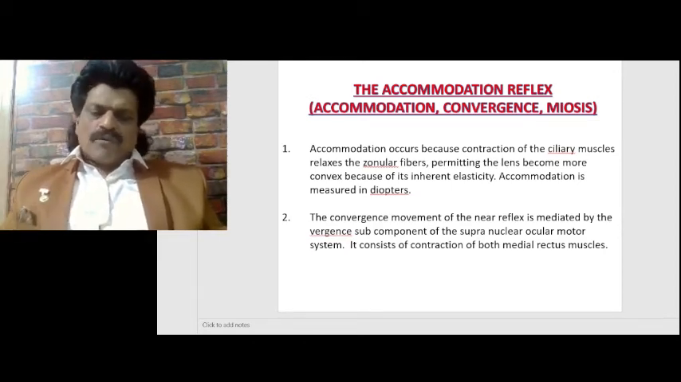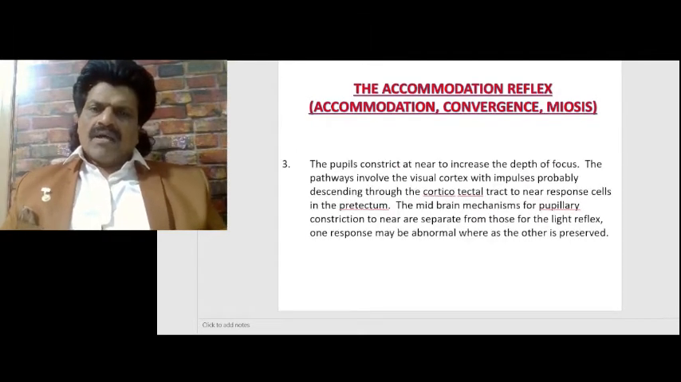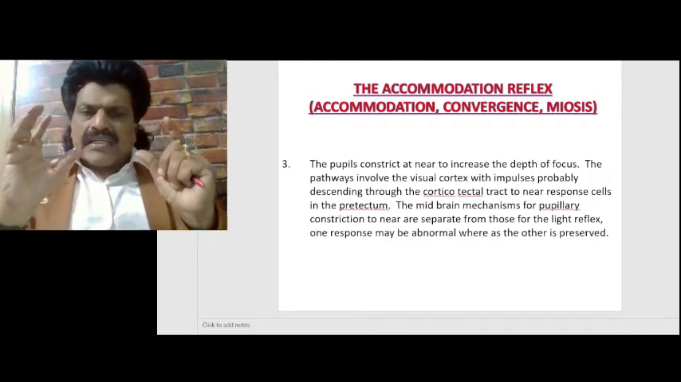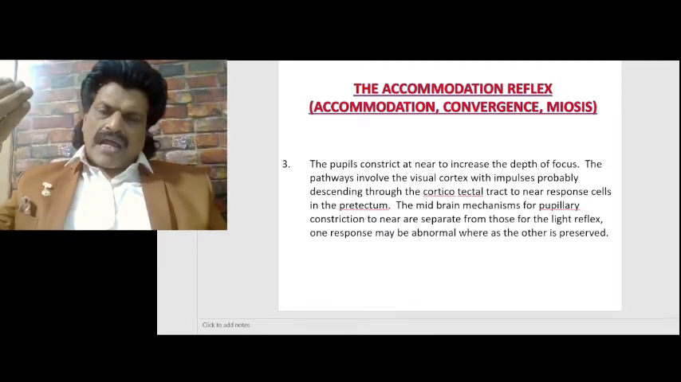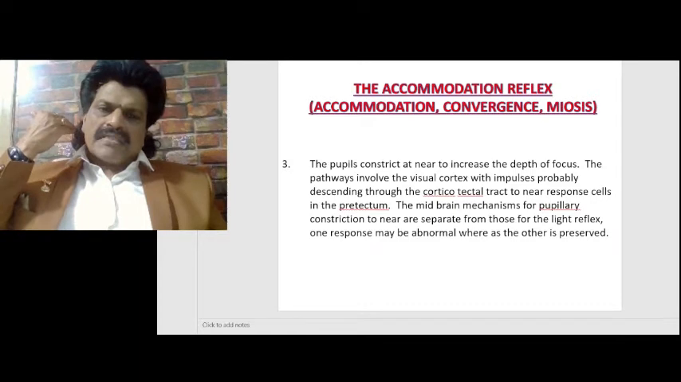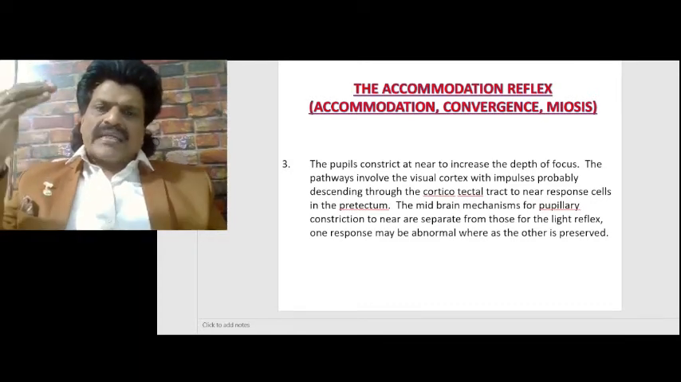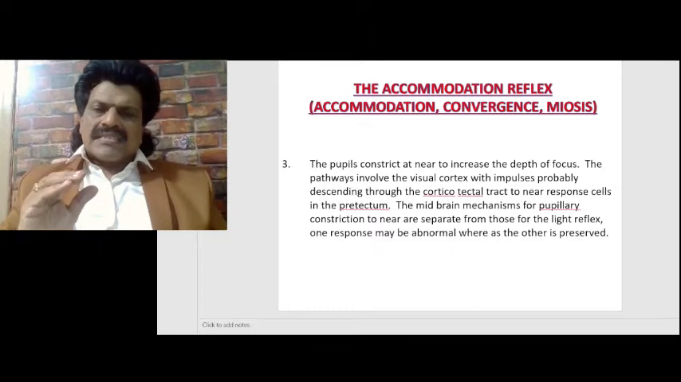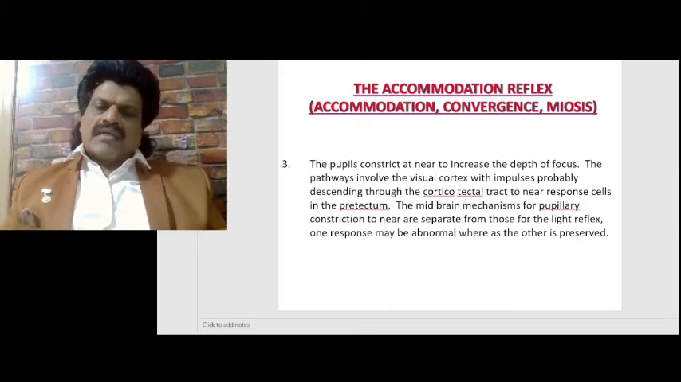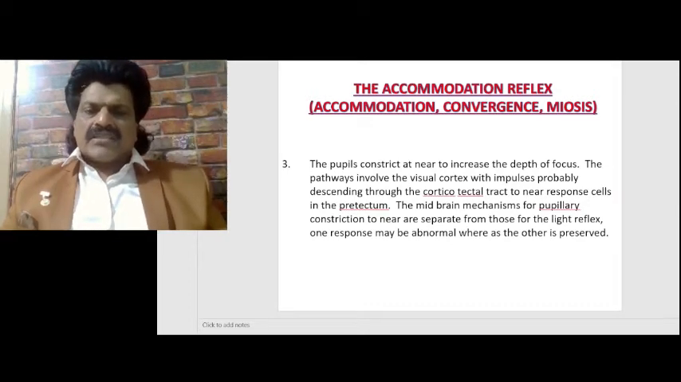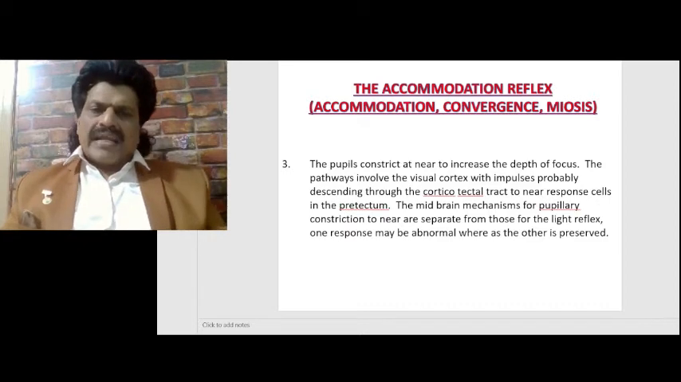And then it goes to the pupillary muscles and causes pupillary contraction. The pupils constrict at near to increase the depth of focus. The pathway involves the visual cortex, as I said, going from the lateral geniculate body to the visual cortex, with impulses probably descending via the corticotectal tract to near response cells near the pretectum, and it goes directly to the Edinger-Westphal nucleus. The midbrain mechanisms for pupillary constriction to near are separate from those for the light reflex.